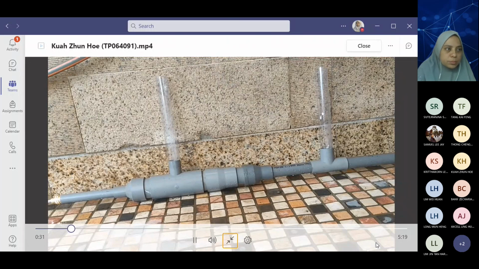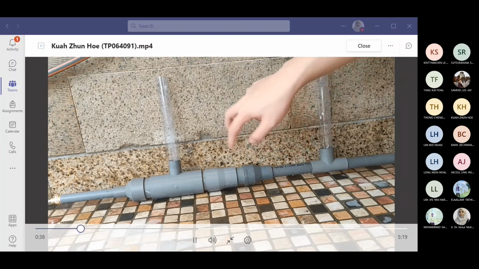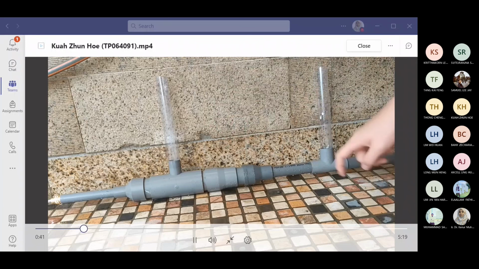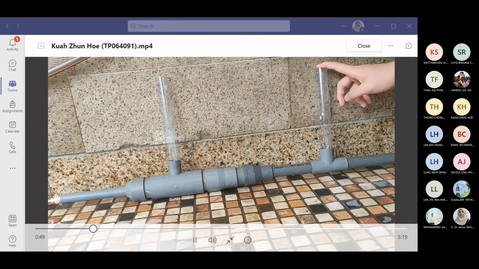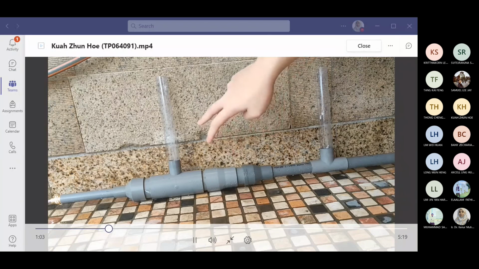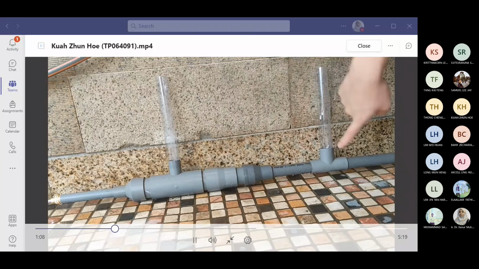This is a prototype of an experiment, and it is made by different diameter cables and different types of connectors. The main part is the T-joints. The T-joint is connected to a transparent tube. This T-joint has an inner diameter of 28 millimeters, and this bigger one has 49 millimeters of inner diameter. Let's call this A and let's call this B.